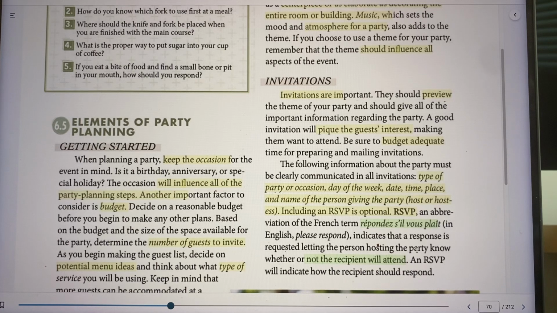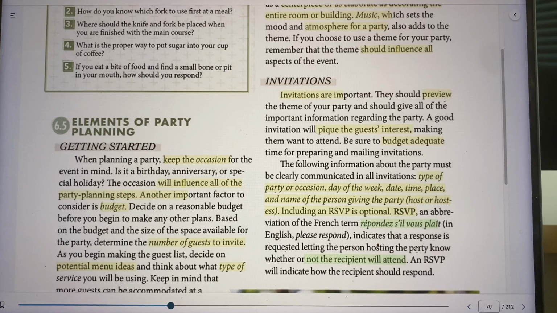So now the first thing you got to think about is invitations. They should preview the theme of your party on your invitation, so people can think, oh, this is going to be Mexican food. We're going to have this centered in a Mexican atmosphere, or an Italian atmosphere, or whatever atmosphere you have, you put that on your invitation. A good invitation will pique the guests' interest right away. They think, oh wow, this is going to be a cool party. You can tell by the invitation. Be sure to budget adequate time for preparing and mailing invitations.